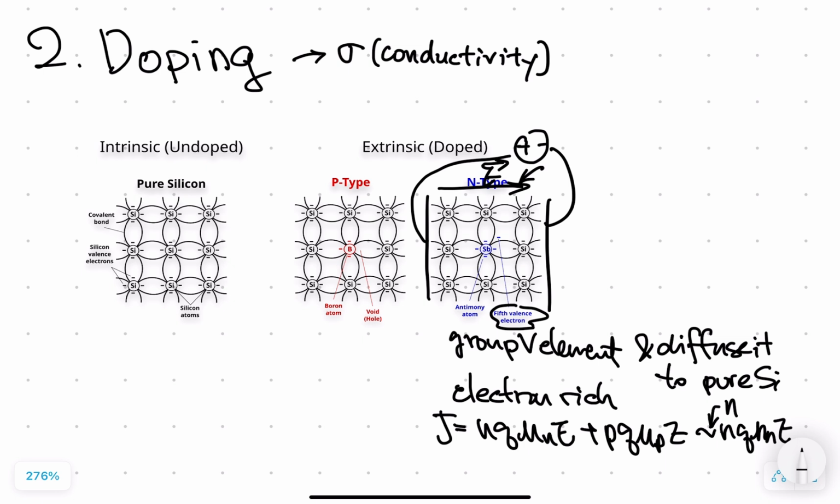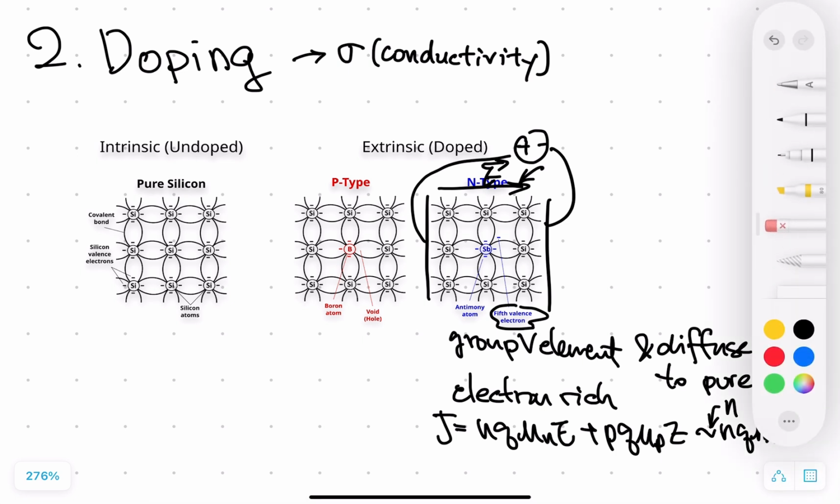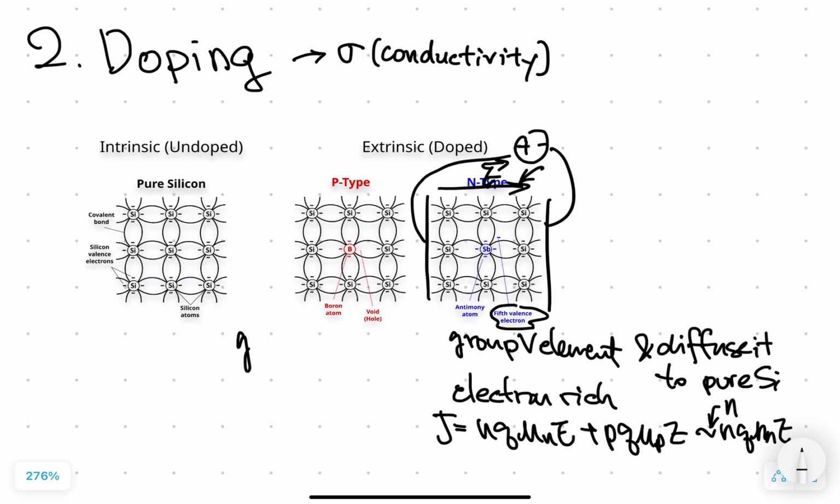Second, let's look at p-type doping. Prepare pure silicon and diffuse group 3 element. Let's say we doped boron. Boron will diffuse into the silicon lattice and form a bond with silicon atoms. Then ideally, it will look like this figure.